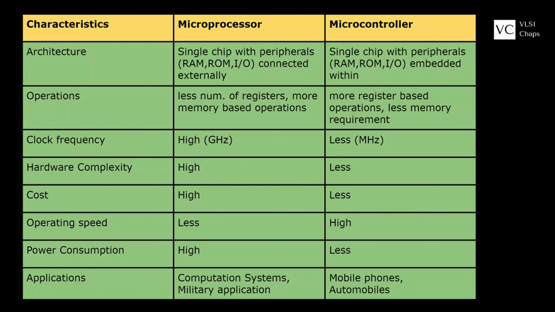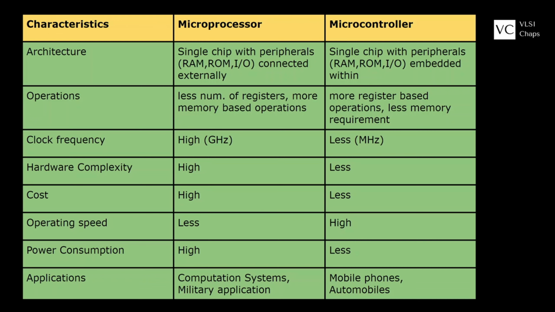If we talk about the architecture first, then a microprocessor has one single chip, and outside that chip, all the peripherals like RAM, ROM, and input-output pins or input-output sensors are connected. So this whole thing is external to the chip. While in the case of a microcontroller, along with the microcontroller chip, all these peripherals like RAM, ROM, and input-output pins are embedded within that whole chip. So it is like a system on chip device.